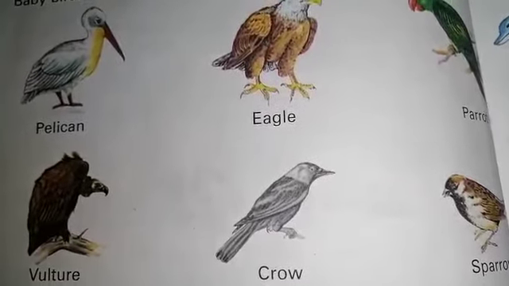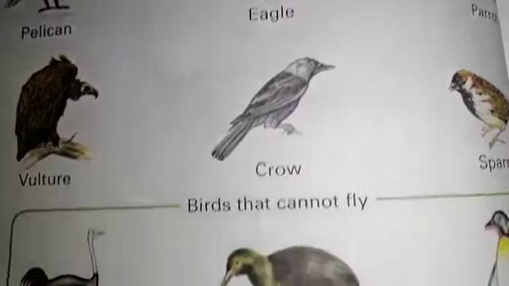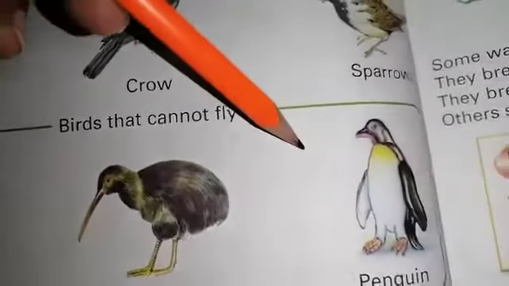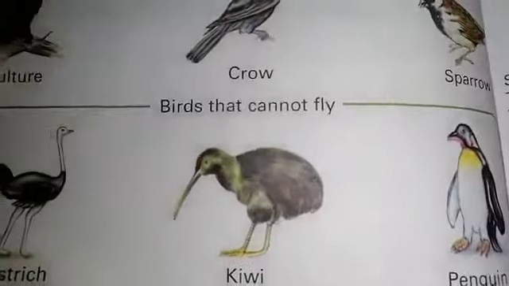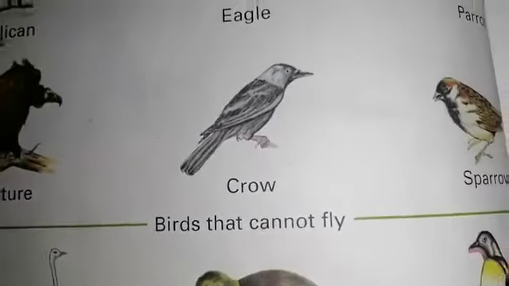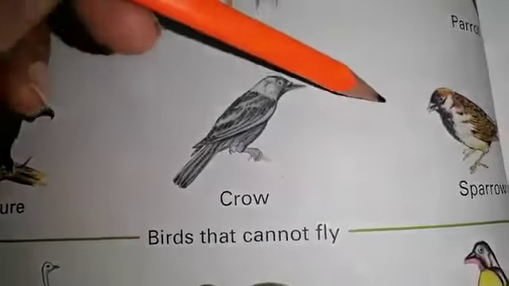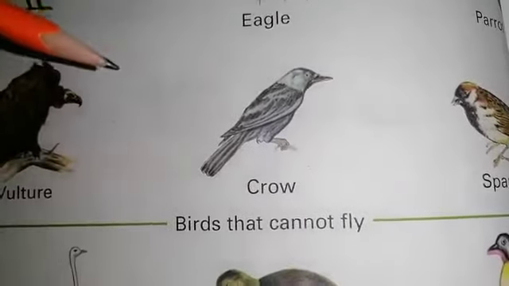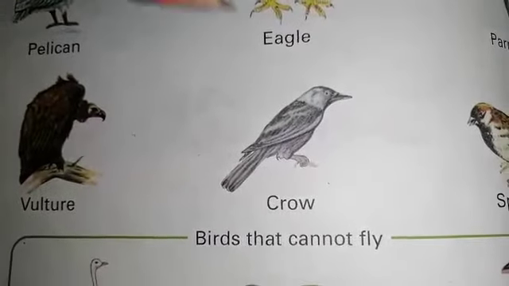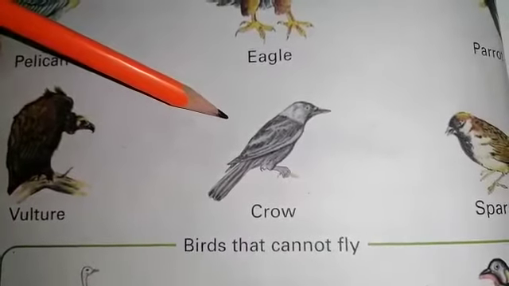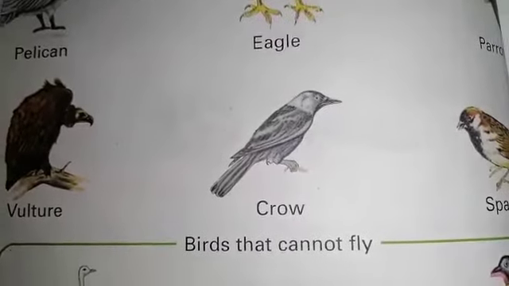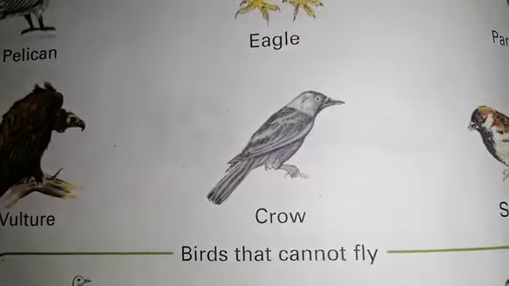But some birds cannot fly. For example, ostrich, kiwi, and penguin. These birds cannot fly. Most birds make nests, just like the sparrow, crow, eagle, etc. They make nests in the trees, and the female birds lay eggs in the nest, and the baby birds hatch out of these eggs.